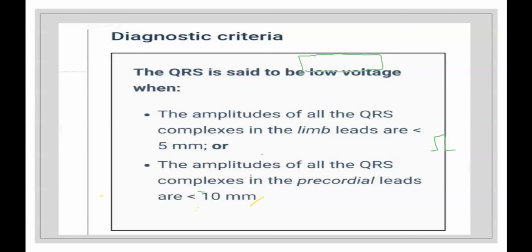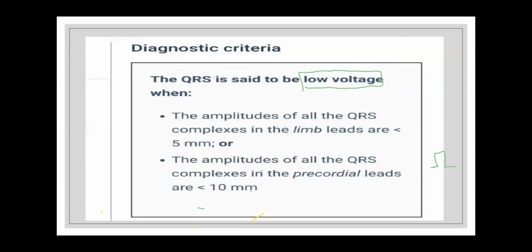Okay, am I audible? So you are absolutely right. Even if the person is very obese, a fatty person, in that situation also you may have a very low voltage QRS complex. So how are you going to diagnose that it is low voltage? You have to see the leads.